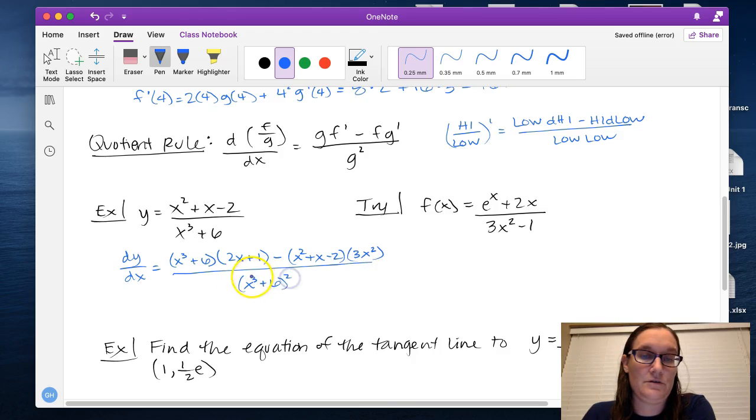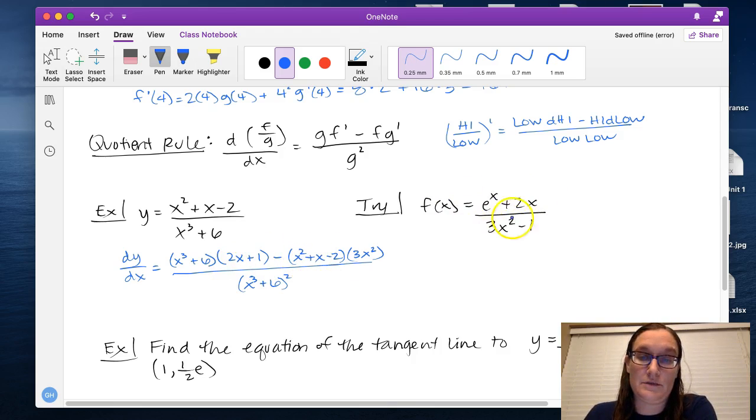Now you could go crazy simplifying this if you wanted to. You could FOIL this all out, combine like terms, simplify to your heart's content. Do you need to? No. If it was multiple choice on the AP exam, yes, you would need to. Do we need to eventually? Yes, because we're going to use this to find some stuff. So if you want to practice simplifying, you can, but I don't know that it's necessary right now.